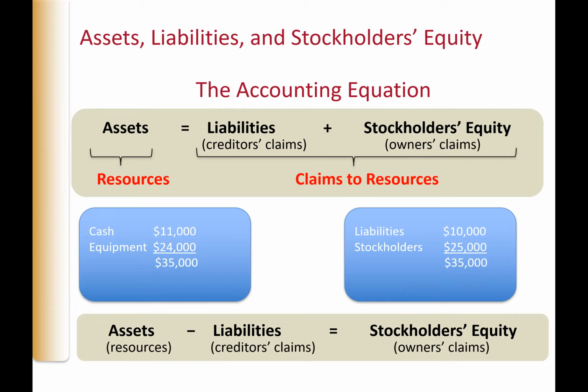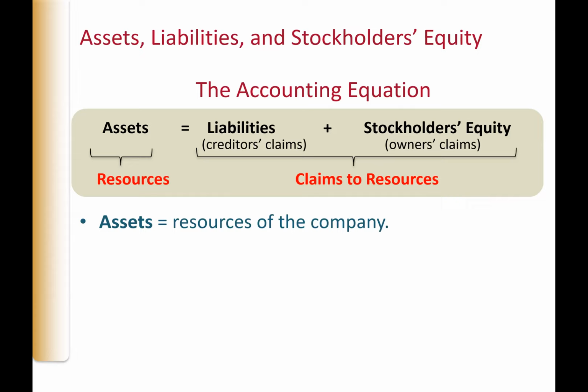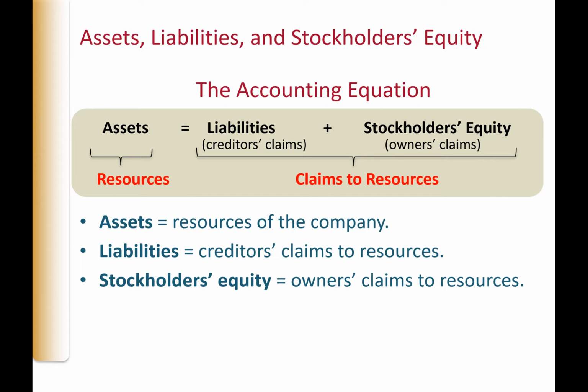Now, of course, this is simple math, but we can also say our assets minus our liabilities will always equal stockholders' equity. All we're doing is just moving the liabilities to the left-hand side. Assets are resources of a company. Liabilities are the creditors' claims to those resources, meaning they lent money to a company that provided a benefit for us, but we owe them something. We need to pay them back. And stockholders' equity are those individuals who own the company, who have a stake in the company.